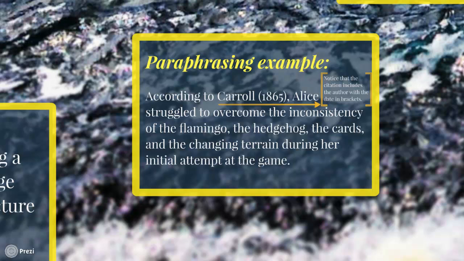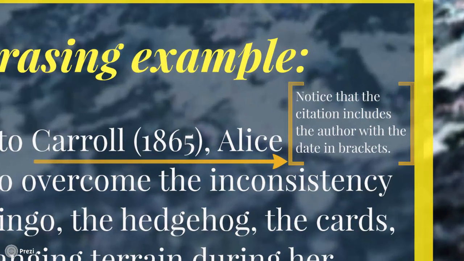According to Carol, Alice struggled to overcome the inconsistency of the flamingo, the hedgehog, the cards, and the changing terrain during her initial attempt at the game. Notice that the citation includes the author with the date in brackets.